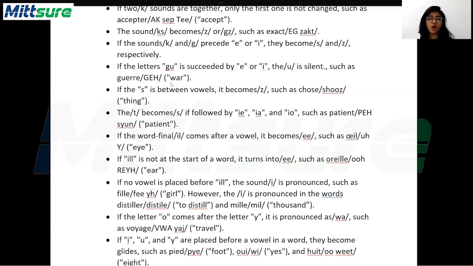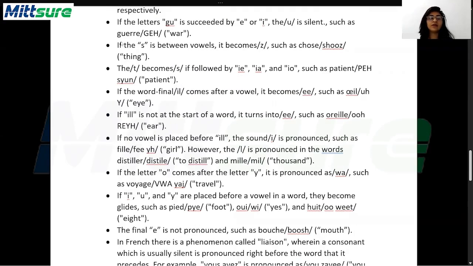Next, if the S is between two vowels, then the sound of S will become Z. For example, in the word chose, in English, if we try to read it, it will become chose. But in French, it will be read as chose. The sound of S will become Z, and the last letter E will not be pronounced. CH will become sh. So the sound will be choz. Chose means thing.